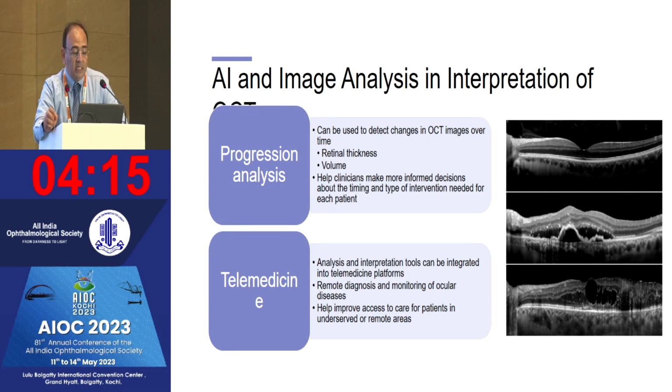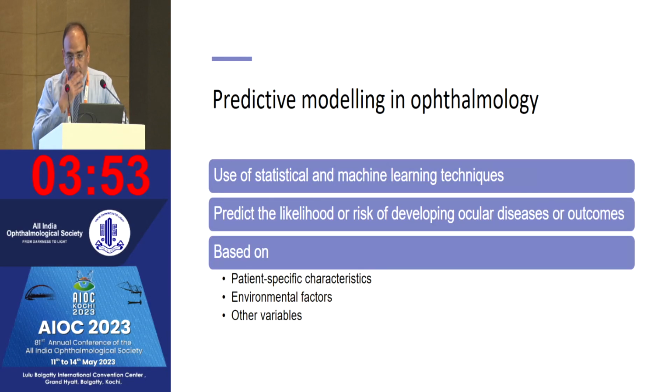AI in image analysis and interpretation can be used to detect changes in OCT over a period of time in terms of retinal thickness or volume, and help clinicians make informed decisions about timing and type of intervention needed for each patient. It has a role in telemedicine as well. About the telemedicine, I'll come on later.